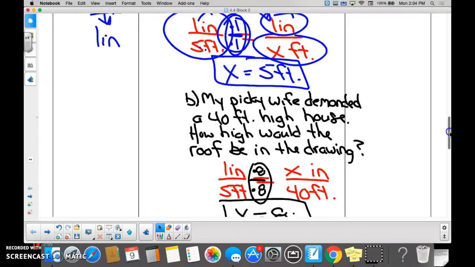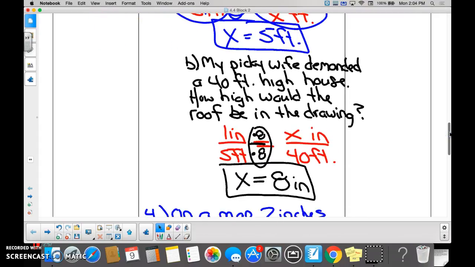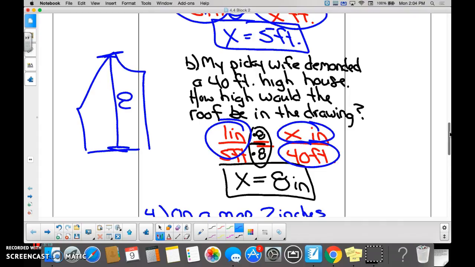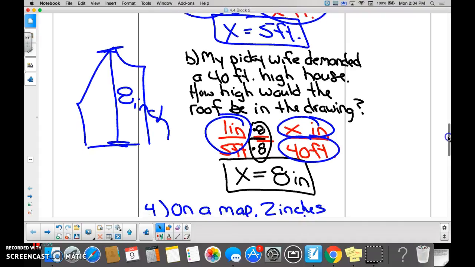So my wife wanted a 40-foot ceiling. So I said to the builder, okay, my wife wants a 40-foot ceiling, a 40-foot roof. So he's like, well, here's your house. I'm like, well, how high is this drawing? He goes, well, do the math. You know that 1 inch is 5 feet. You know your wife wants a 40-foot roof. Do the math and figure out what x is. And we figured out that x was 8 inches. So this was an 8-inch tall drawing, right? Yes or no? Yes. You can set these proportions up and solve.